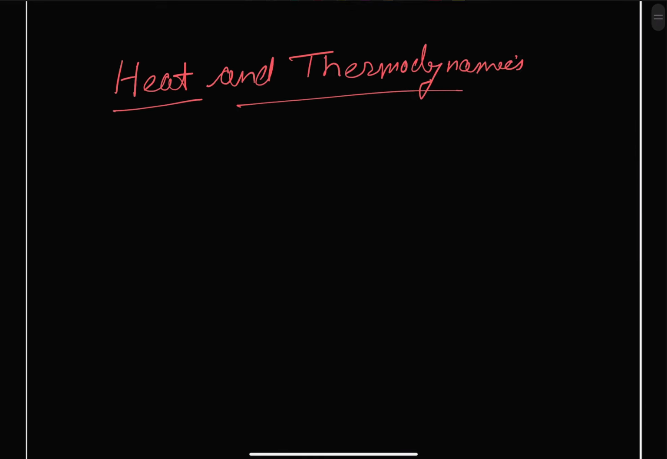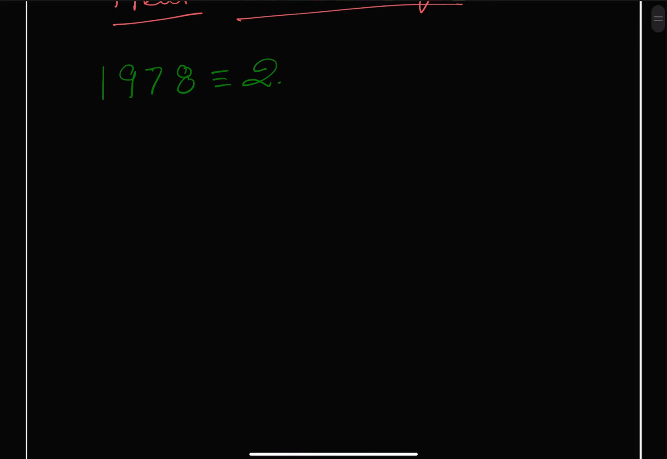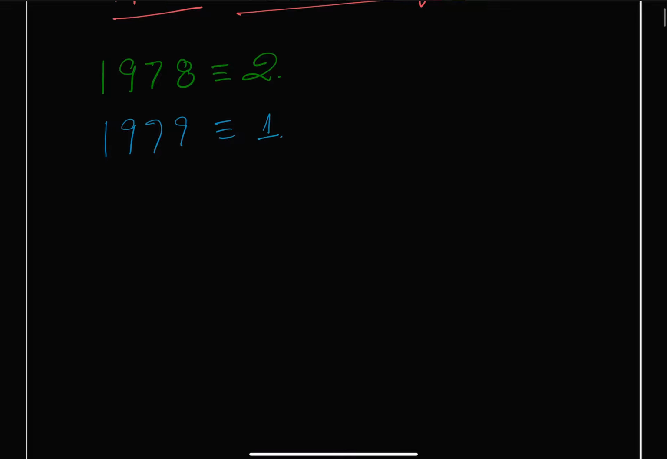First one is 1978. From 1978 there are two questions. From 1979 there is one question, and from 1981 there is also one question. So in total we are going to solve 4 questions.